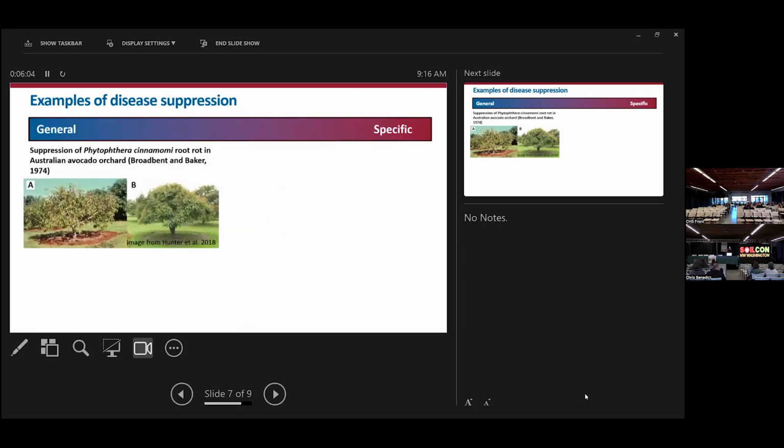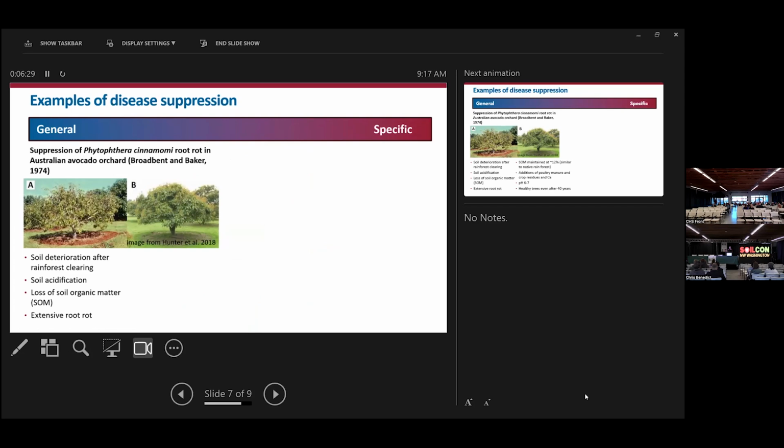So I'm just going to briefly talk about some examples. On the general side, there's a classic example of Phytophthora cinnamomi root rot in Australian avocado orchards that was shown to suppress Phytophthora root rot. And so this is in a rainforest situation, so a very wet climate that tends to favor this host.